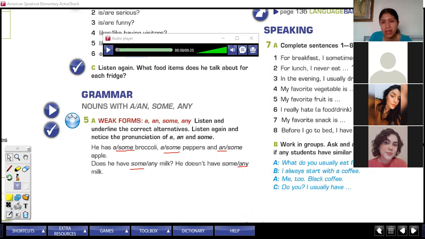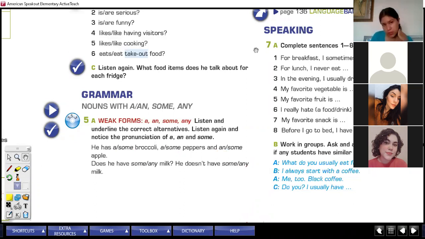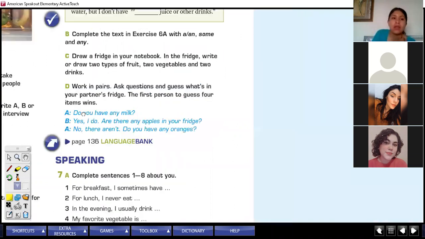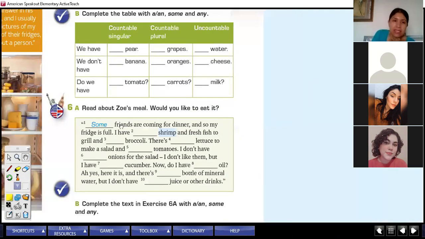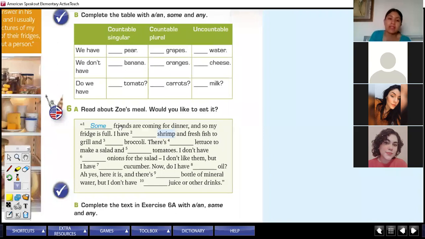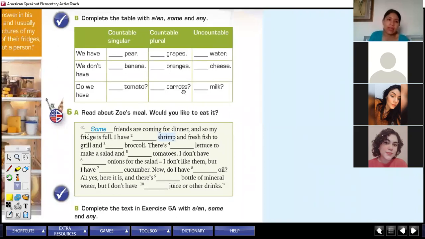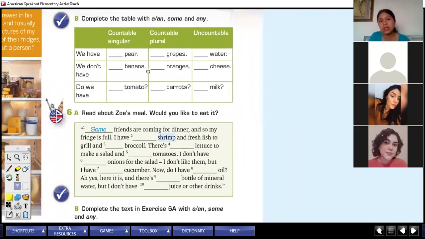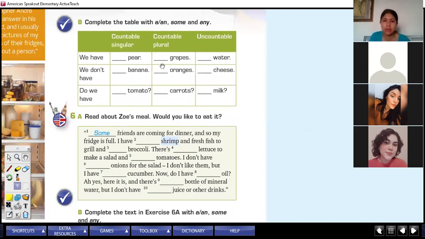Bueno, ahora me voy a ir al otro ejercicio. Este no es necesario que lo copien, no sé si ya lo estaban copiando, pero no es necesario. Me voy a ir aquí arribita. Y acá sí vamos a copiarlo, ¿ok? So it says in here, complete the table with a or an plus some and any. Okay, so countable singular, countable plural, or uncountable.